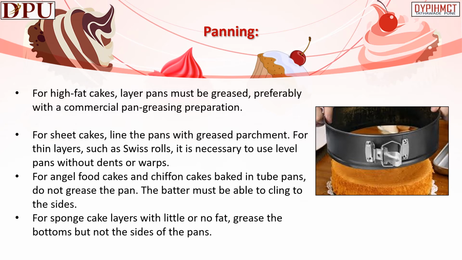For thin layers, such as Swiss rolls, it is necessary to use level pans without dents. For angel food cakes and chiffon cakes, bake in tube pans, do not grease the pan. The batter must be able to cling to the sides. For sponge cake, layer with little or no fat, grease the bottoms, but not the sides of the pans.